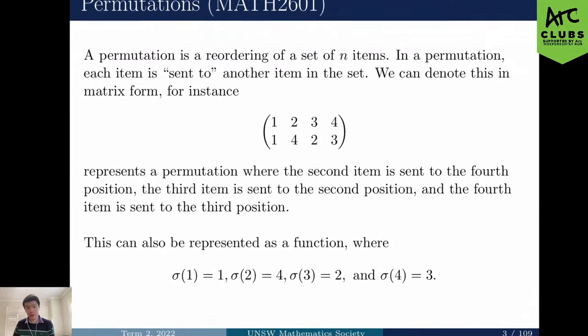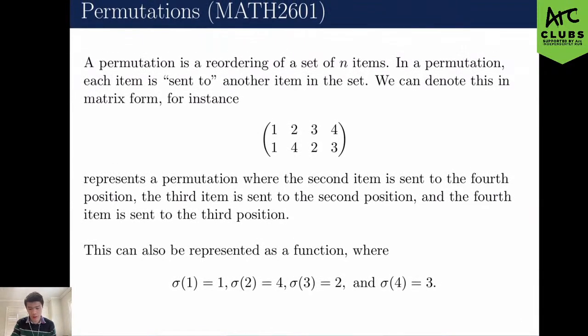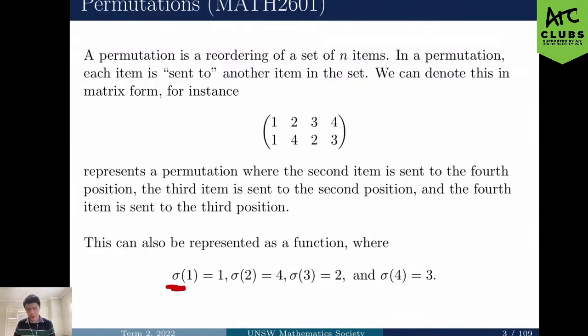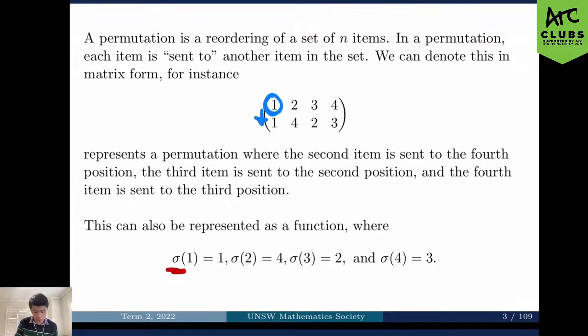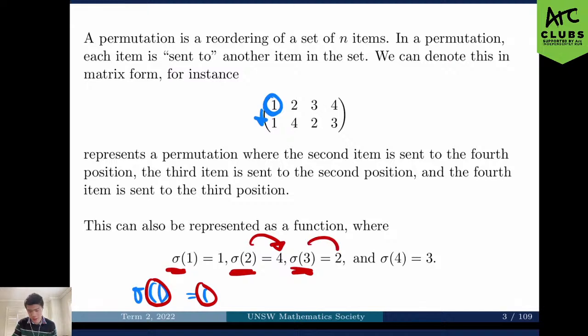We can also write this as a function, so a permutation can be seen as a function, and we often use the Greek letter sigma. So sigma(1) = 1 means that this item at the top gets mapped to the bottom one, so 1 goes to the 1st position. Same kind of idea as what we had before with the matrices. 1 is sent to 1. Over here, 2 is sent to 4. 3 is sent to the 2nd position, and 4 is sent to the 3rd position. So you can just read it out like this: sigma of any number at the top is basically just the number that's below it in this matrix.